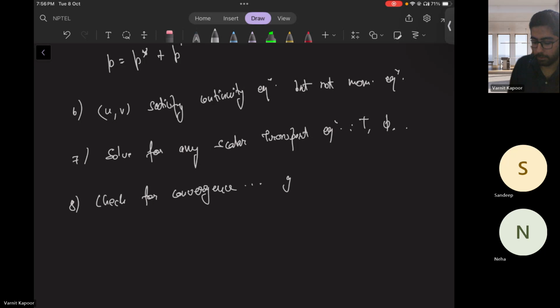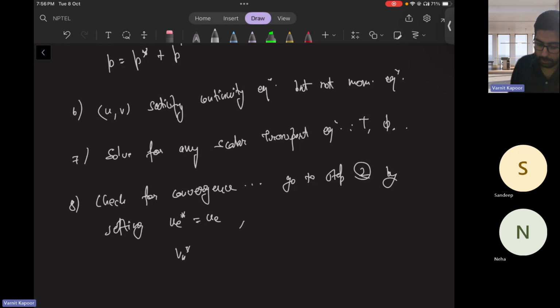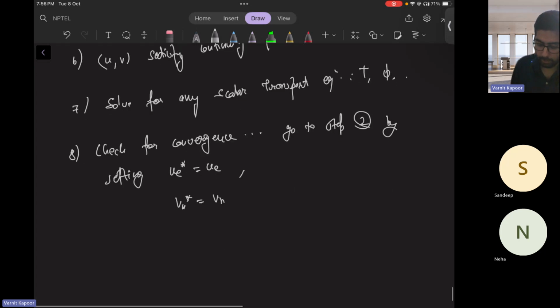Go to step 2 by setting. It is an iterative process. You have to go repeatedly. U E star, next U E star is your U E. Okay. V n star equal to V n. P star is equal to P.